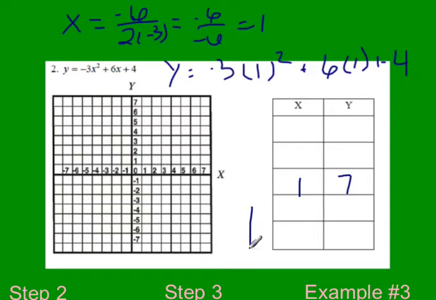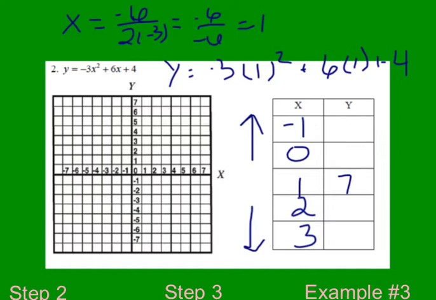Now what I'm going to do is make the numbers go larger going this way and smaller going this way. So I'm going to fill in my x values. This is going to be 2, 3, and this is going to be 0, -1. Those are x values that I chose. So now let's take a look at plugging these in.